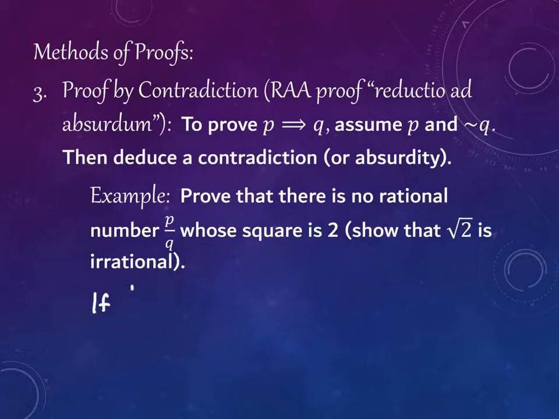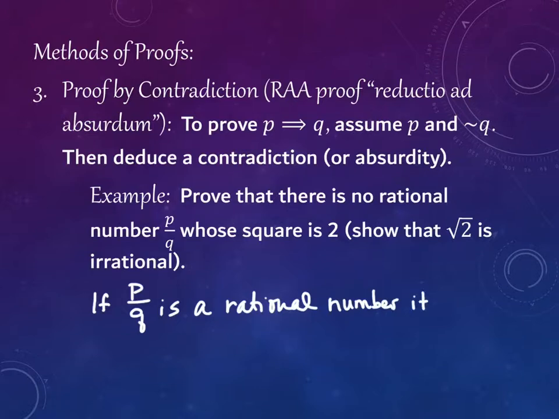Okay, so let's try that. So you said if p over q is a rational number, its square is 2. I don't think that's quite right. Remember in parentheses, it tells us what we're trying to show is that the square root of 2 actually is irrational. So could you say if the square root of 2 is a number, then it is not rational? Okay, let's try that.